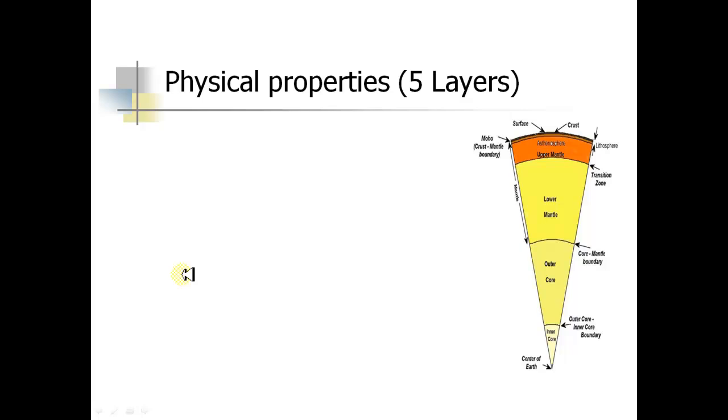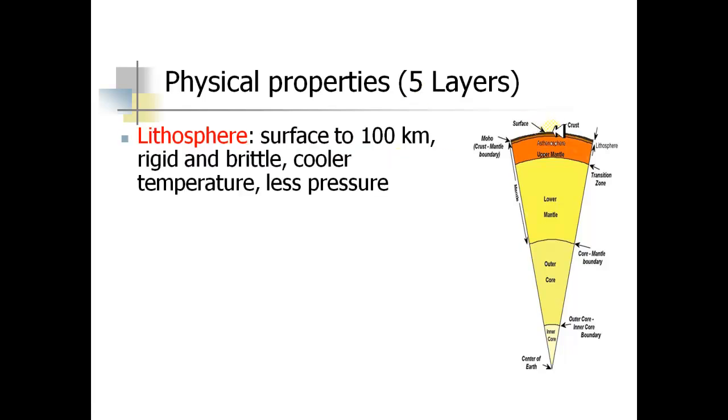If we look at the layers of the Earth physically, we have 5 layers. We have what's called the lithosphere, and the lithosphere extends from the surface down to about 100 kilometers, and it's made up of the crust and the uppermost part of the mantle and surrounds the planet. It's a little thicker where we have continental crust. It's a little thinner where we have oceanic crust.